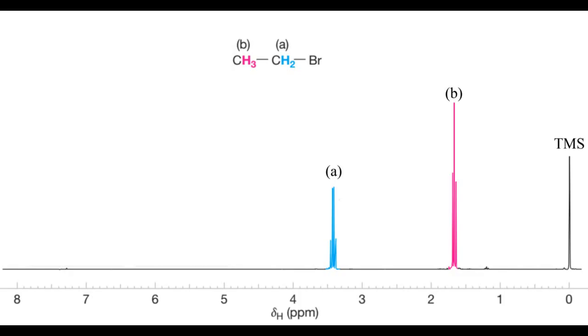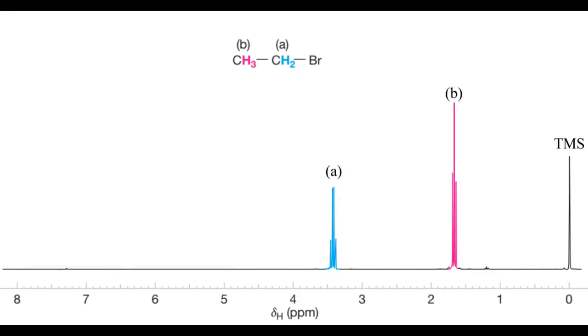The two hydrogens attached to the carbon bonded to bromine, which we call the CH2 group, and the three hydrogens attached to the other carbon, which forms a CH3 group. Let's look at the chemical shifts of these two groups.